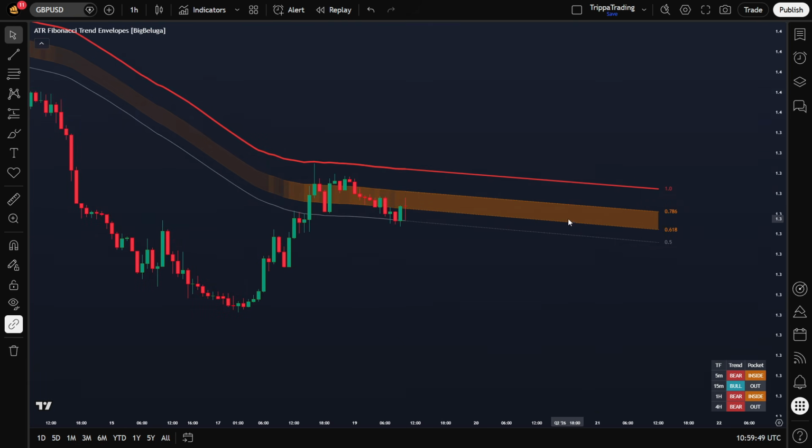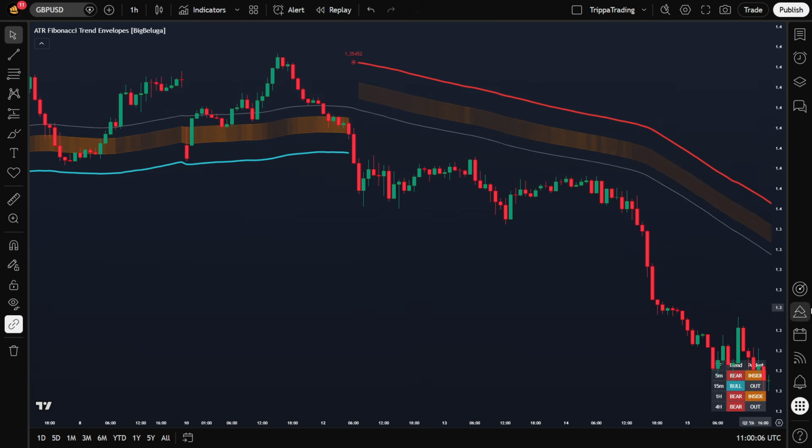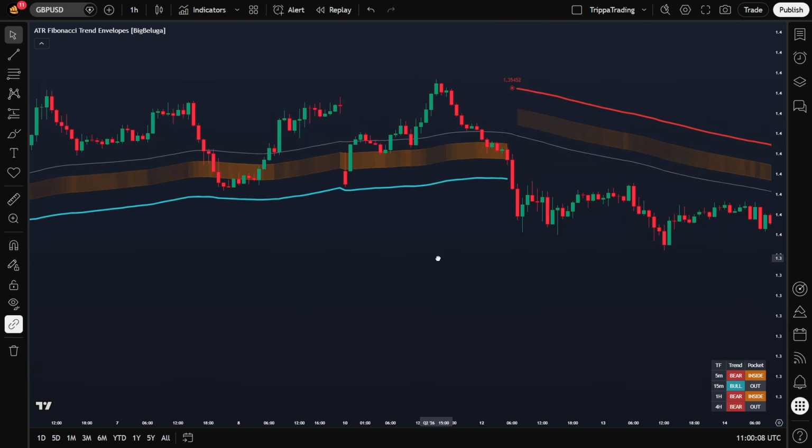This indicator also shows a forward projection. By default, it projects the next 50 candles using the current rate of change. That means it extends the trend line and the pocket into the future, which can help you plan possible pullback zones, order placement, and general trade structure a little more clearly. Now let's get into the actual trading strategy.